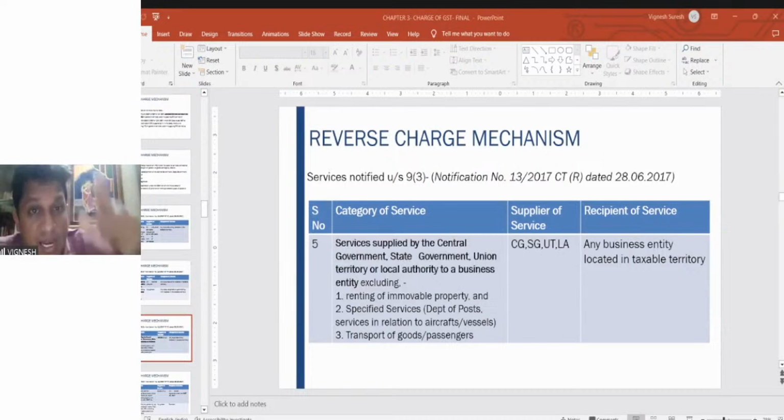But if the supplier is from Mumbai and the closest baseline is Vizag, not Mumbai, then the place of supply is the location of the baseline, which is Vizag, Andhra Pradesh. And the location of supplier is Maharashtra. Then it will be an interstate supply. So it purely depends on the location of the supplier of service whether it will be an interstate supply or intrastate supply. Fine. I hope it's clear.